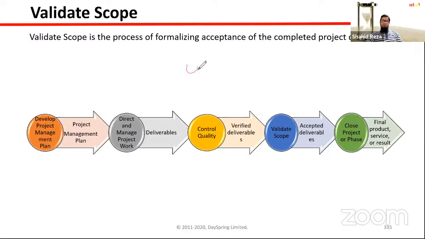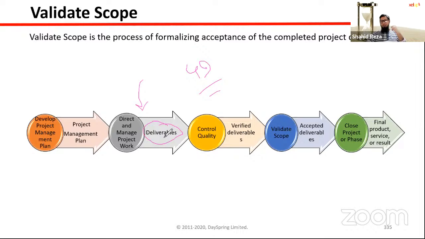So there are 49 processes in PMBOK, right? 49 processes, and only one process is actually doing the work, doing the execution. And the name of the process is direct and manage project work. So when all the planning is done, then this process will start, and it will start creating deliverables. All right. So if you are building a house, the piling will be done, or the foundation will be done. So that is actually a deliverable, or the architecture design being done.